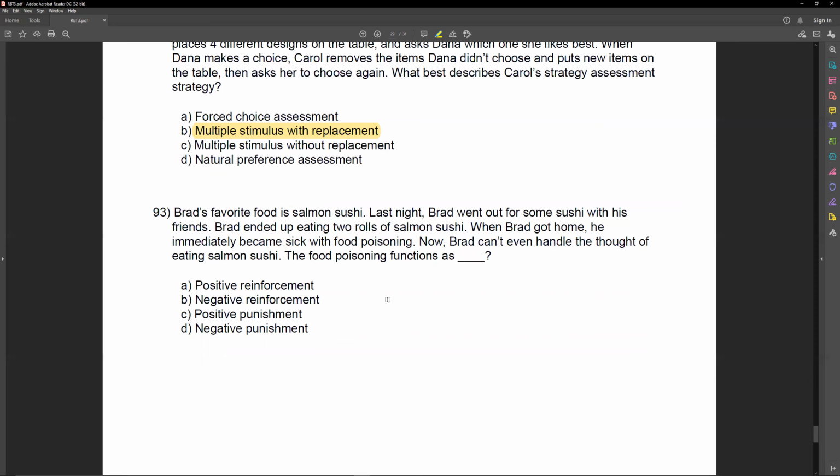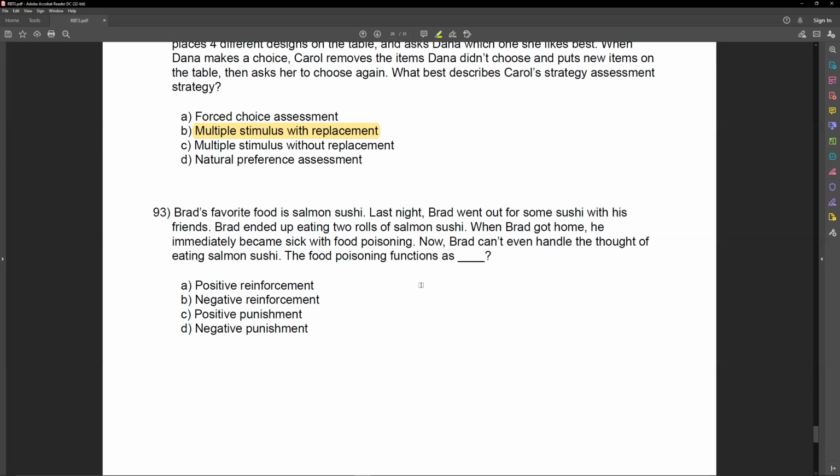93, Brad's favorite food is salmon sushi. Last night, Brad went out for some sushi with his friends. Brad ended up eating 2 rolls of salmon sushi. When Brad got home, he immediately became sick with food poisoning. Now, Brad can't even handle the thought of eating salmon sushi. Food poisoning functions as what?